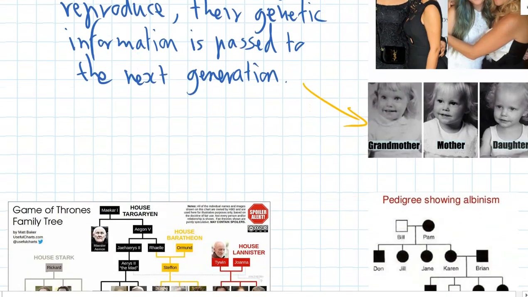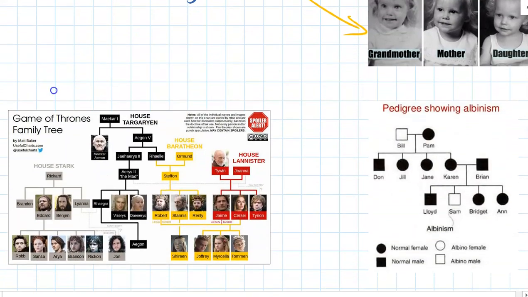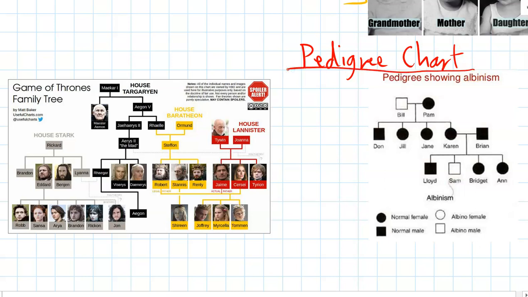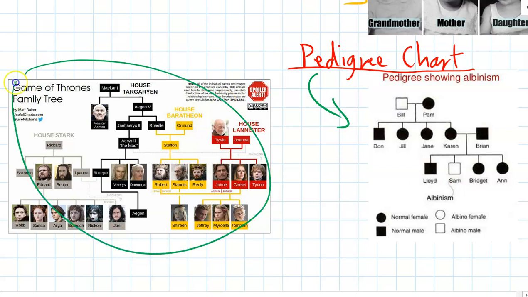So one way of showing inheritance through lots of generations is what's called a pedigree chart, or just a pedigree for short. So this is a pedigree over on the right here. And really a pedigree is just a more detailed version of a family tree. So here's a family tree showing all the characters from Game of Thrones. You've probably seen family trees before. You might have made one of your own family or seen one.